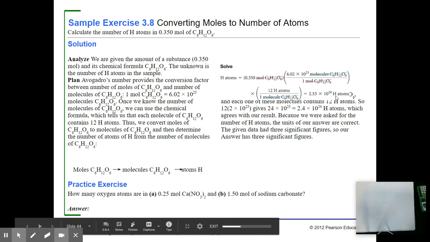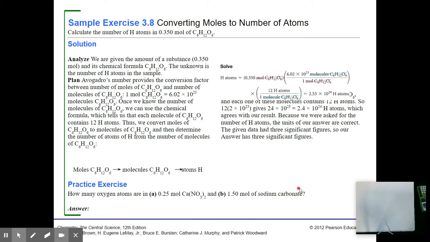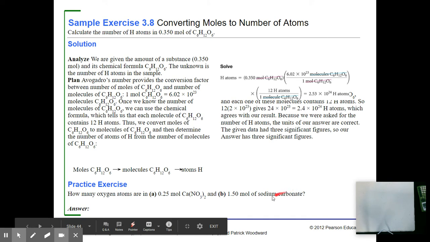Okay, so we have this practice exercise down here. So we've got a couple questions here. How many oxygen atoms are in 0.25 mole of calcium nitrate? And part B is how many oxygen atoms are in 1.50 mole of sodium carbonate? You notice how in the second one, it doesn't give us the formula. We've got to figure it out ourselves. But let's concentrate on A, okay?